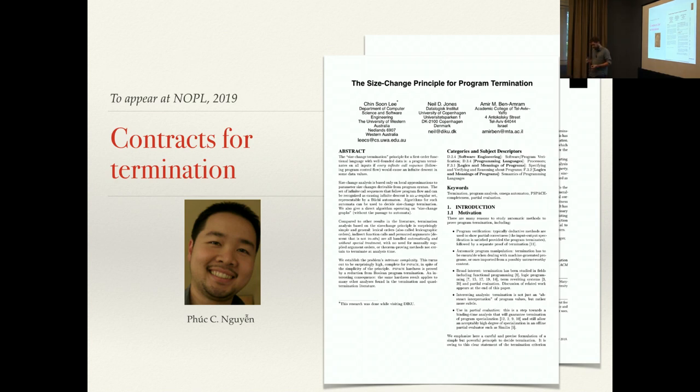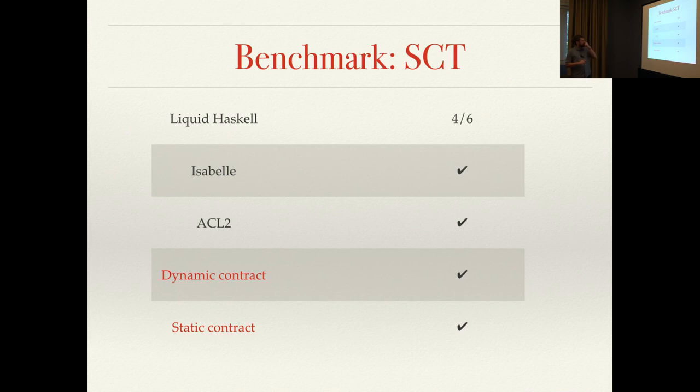Okay, so we did this, and then we looked at a number of tools that do static termination checking and compared it against that. So let me just show you. So here's the benchmark: all of the programs from the original size change termination paper, and we looked at Liquid Haskell, Isabelle, and ACL2, and then we looked at our dynamic contract, and then also can we statically verify that dynamic contract. Okay, so in the original thing, it works out well. Other tools work as well for those. Liquid Haskell had a little bit of a problem with it, but fine.